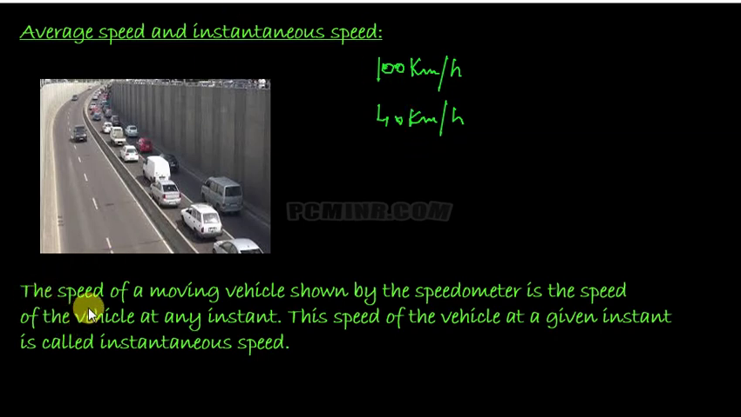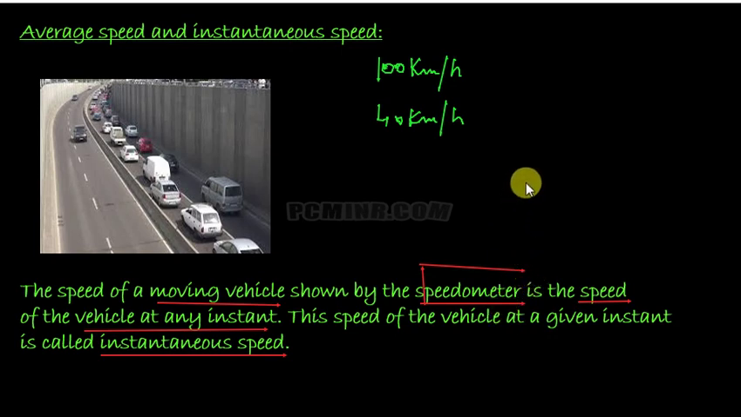You should know that the speed of a moving vehicle, which is shown by the speedometer of the car, is actually the speed of that vehicle at any instant. So we say the speed of the vehicle at a given instant is called instantaneous speed. The speedometer doesn't give you a uniform or constant speed, because if you look at the speedometer, the speed is changing every second.